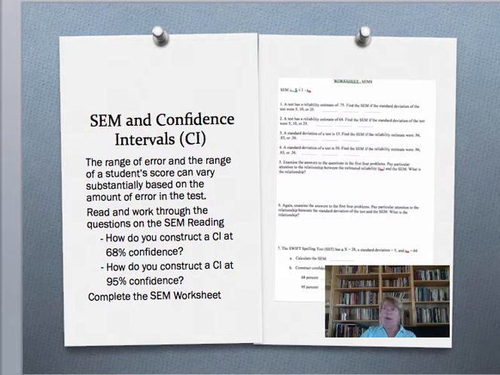Now, 68% confident means that I'm pretty confident that that score is really your true score, but I'm not 100% confident. I'm 68% confident, which also means that there's a 32% chance that your true score isn't anywhere between 95 and 105, that it's somewhere outside that range.